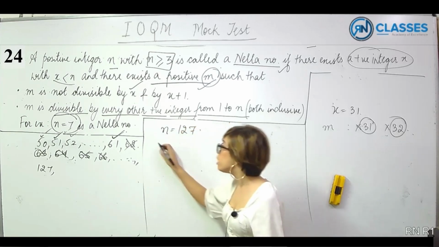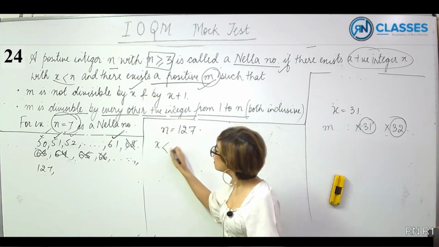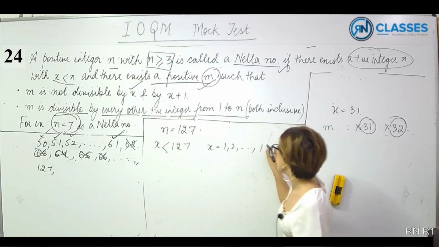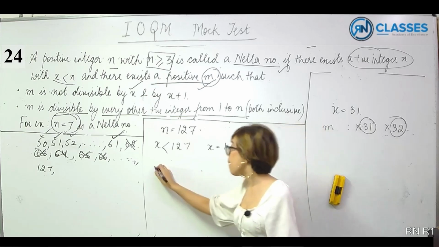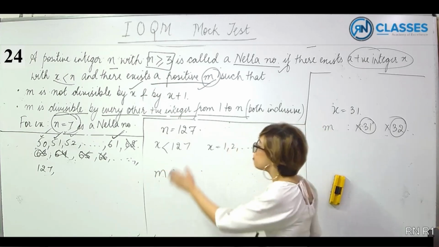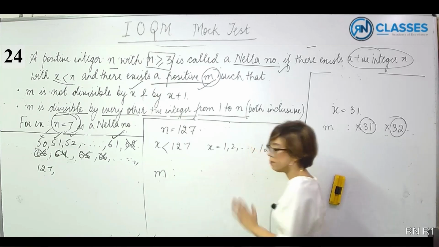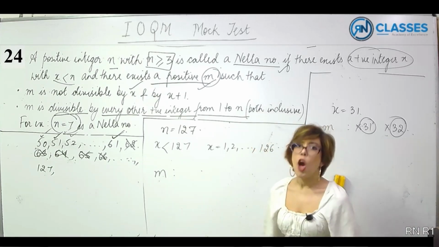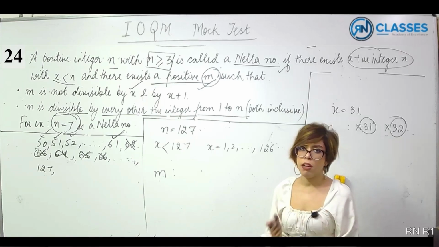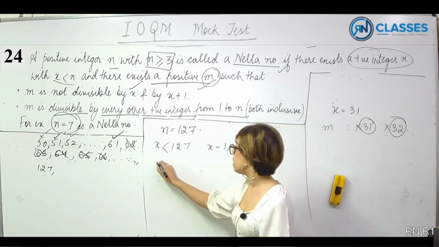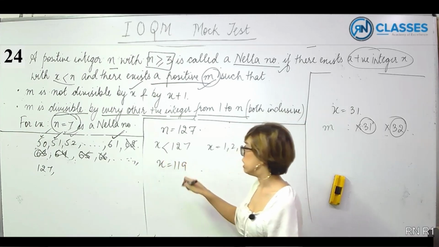Right, that means I need to find an existence of x which is less than 127. That means x can be 1, 2, so on till 126. And I need to find m which is not divisible by x and by x plus 1 but is divisible by every other. So let me look for my x. Obviously x I'll take it to be a prime number. Let's see what happens. So first prime number that I can think of, that is 119.